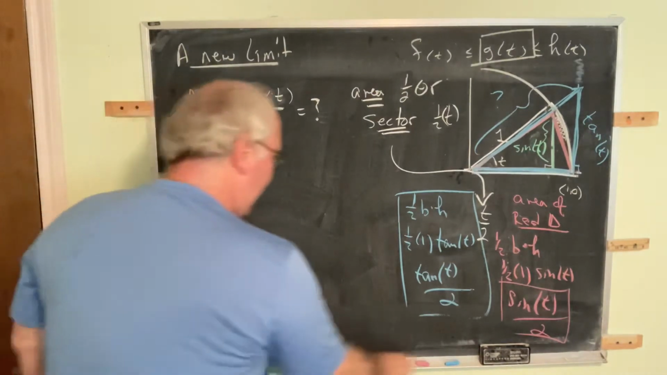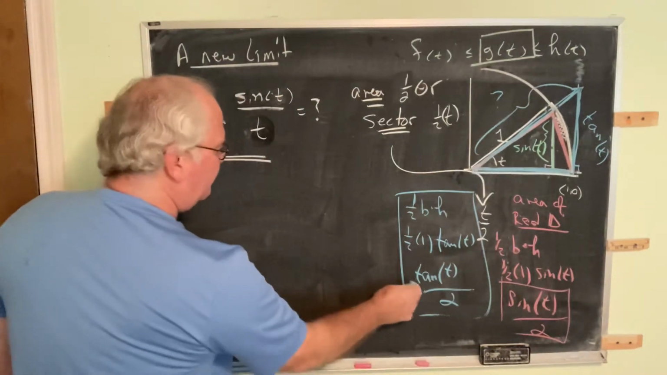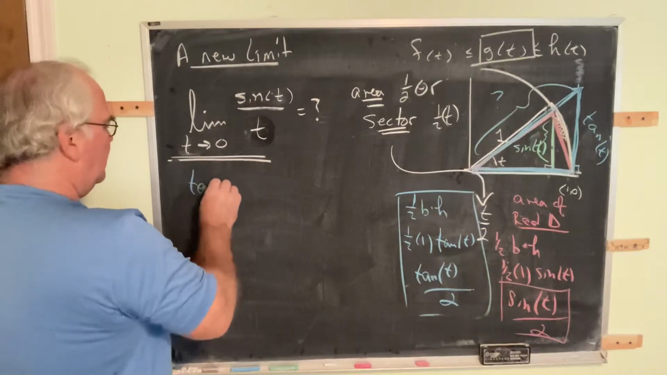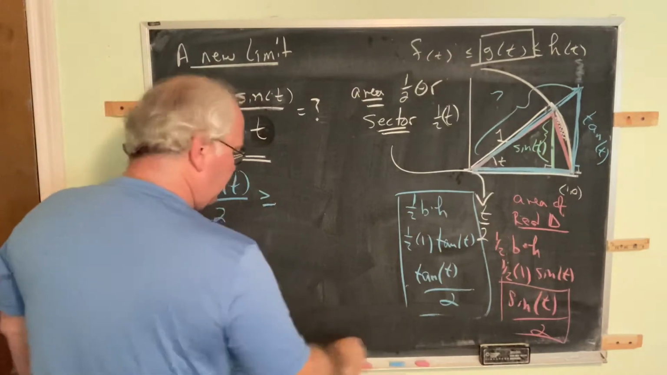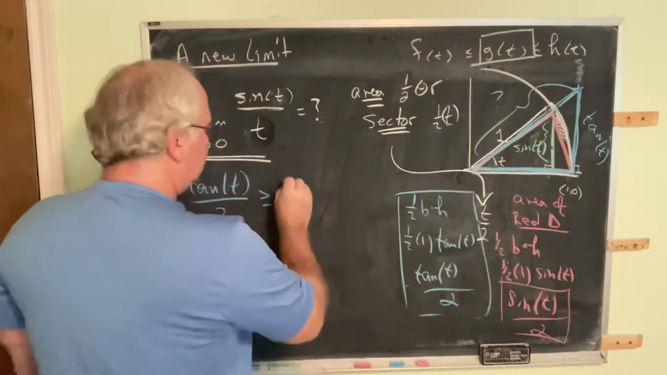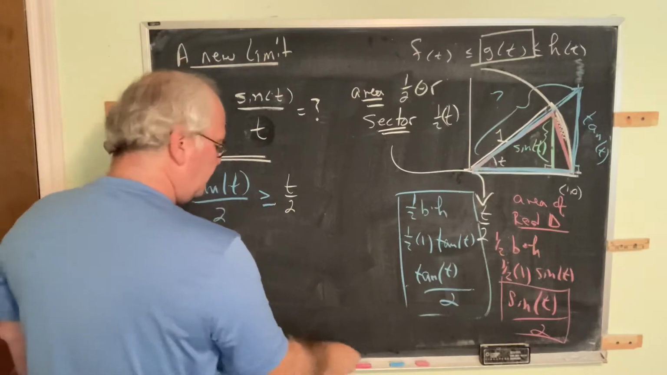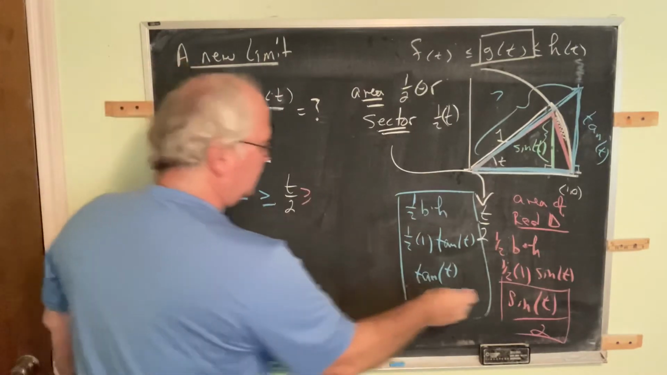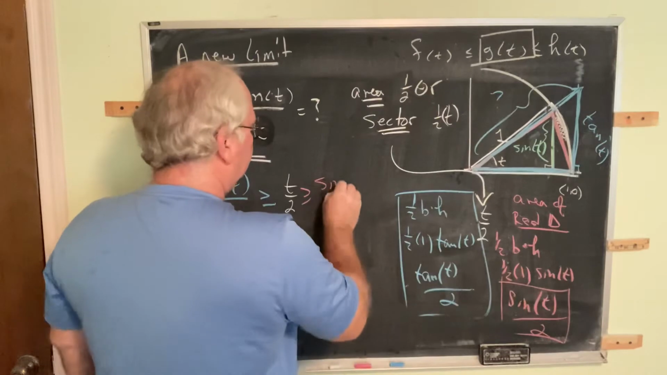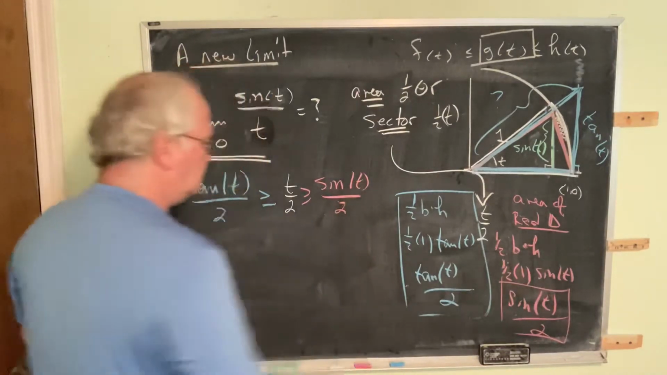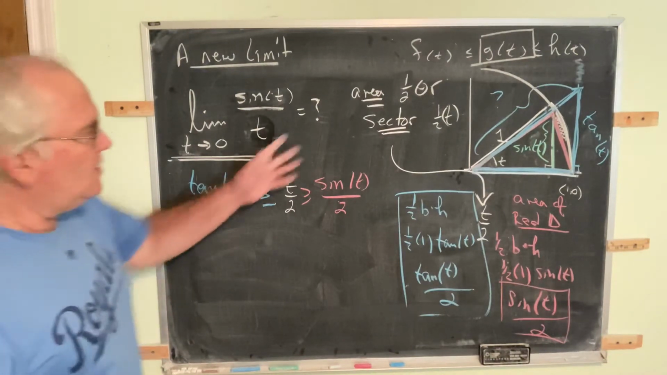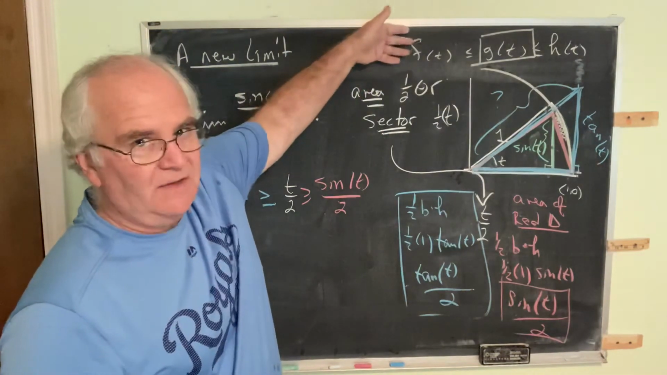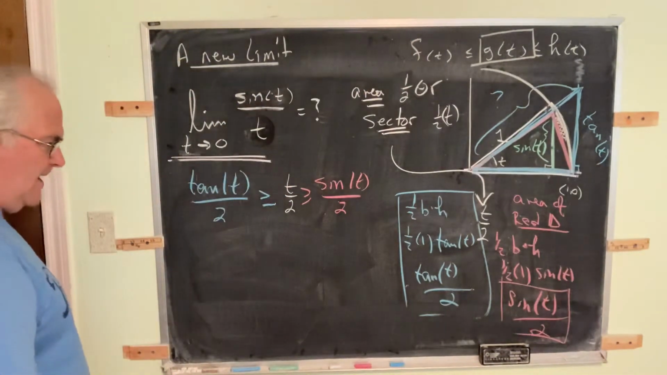And so, what do we have? We have the area of the blue, the big one, is greater than or equal to the area of the white, T over 2, and that's greater than or equal to the area of the red. All right? And so I'm gradually creating this.